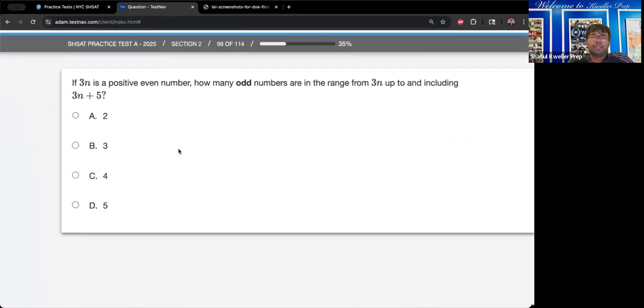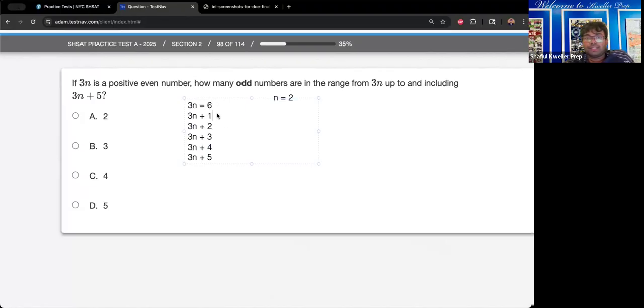3n is a positive even number. How many odd numbers are in the range from 3n up to and including 3n plus 5? So 3n plus 1, 3n plus 2, 3n plus 3, 3n plus 4, 3n plus 5. We know that 3n is a positive even number, so why don't we say n is equal to 2, just to give you an idea? That means 3n is equal to 6.